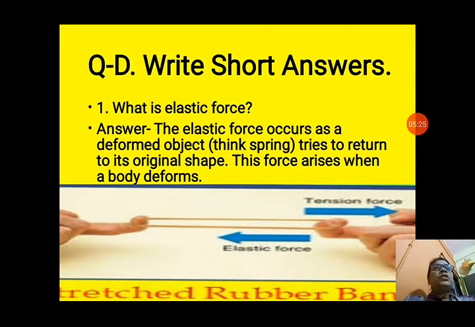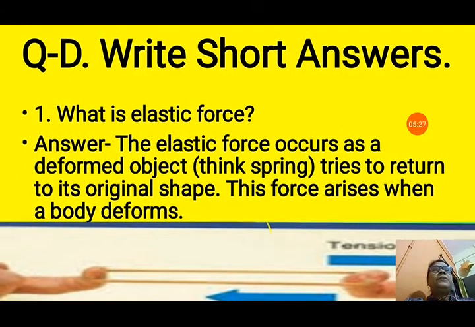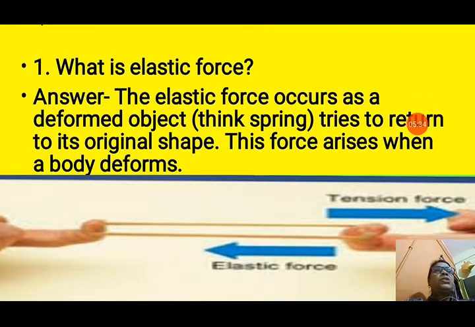Now, next let us see exercise D. Exercise D, write short answers, in which we do the first one. Number one is what is elastic force. So the answer is the elastic force occurs in a deformed object. Think of a spring. If a spring tries to return to its original shape, this force arises when a body deforms.